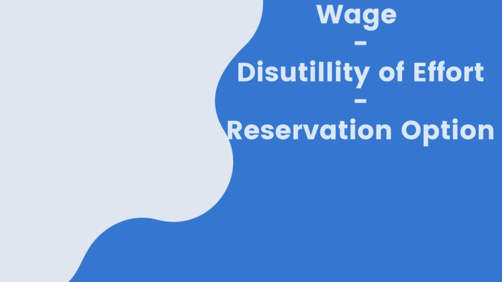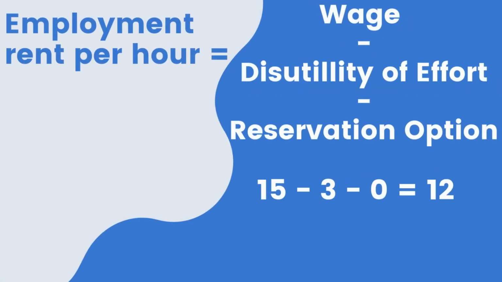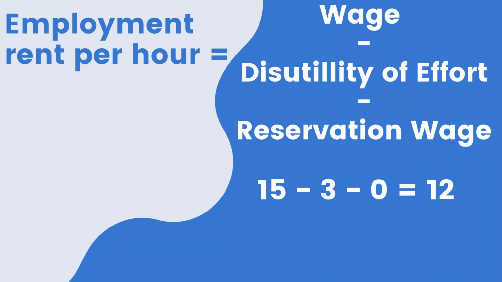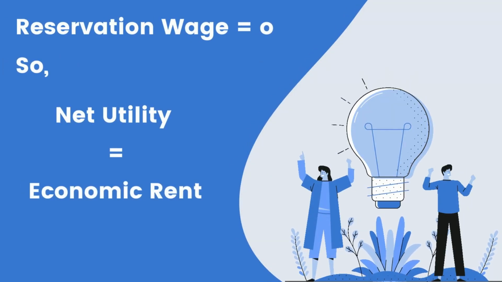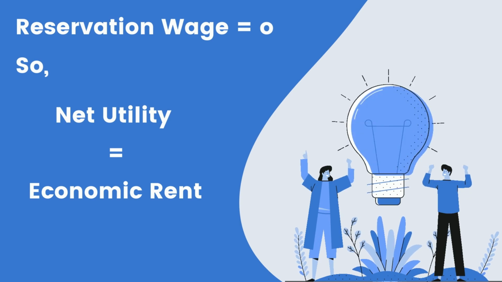When it comes to the employment rent per hour, we must subtract from Hannah's wage not only her disutility of effort, but also her reservation wage. That is equal to 15 minus 3, which is also 12. Because the reservation wage in this case is 0, the net utility is equal to the employment rent.